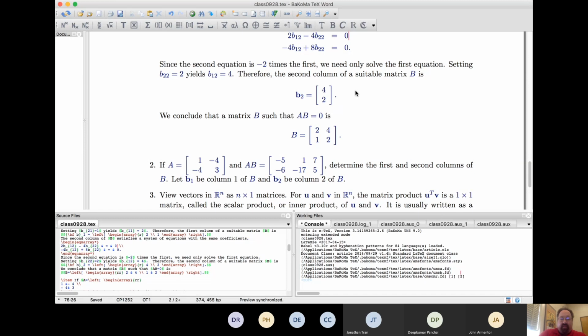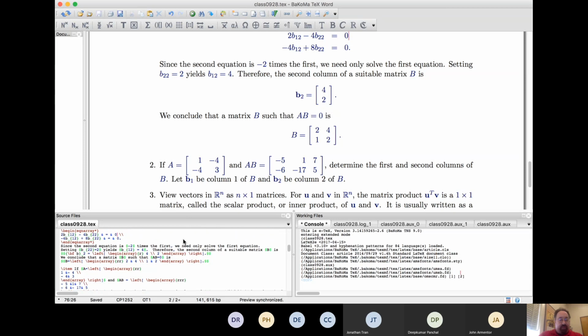Now next we have a matrix multiplication problem of a different sort. We're given a matrix A, and then we're given a product A times B, but we're not given B. So the idea here is to find at least the first two columns of a matrix B that would produce this product. Now, A is 2 by 2, AB is 2 by 3. So for this product to make sense, B has to have 3 columns like the result, and it has to have 2 rows because A has 2 columns, just by the laws of matrix multiplication. So B is a 2 by 3 matrix.